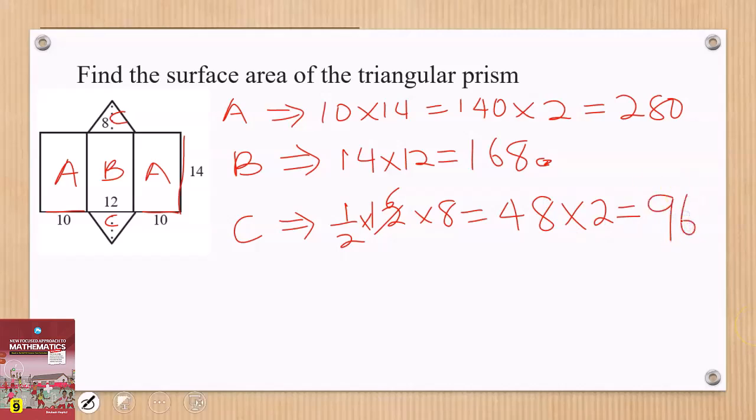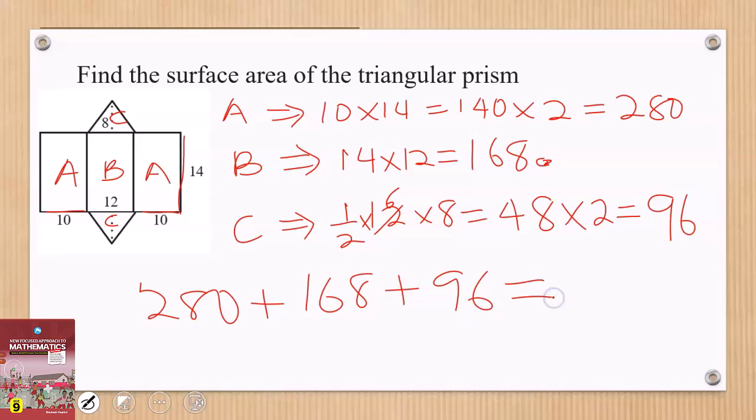So now let's put all the areas together. So we have 280 plus 168 plus 96. Together, that will give us the total area. So we have what, 444, sorry, 544. We say unit or square unit? We can just say square unit, because the unit was not given. So that is how we calculate the surface area of the triangular prism with the net given.